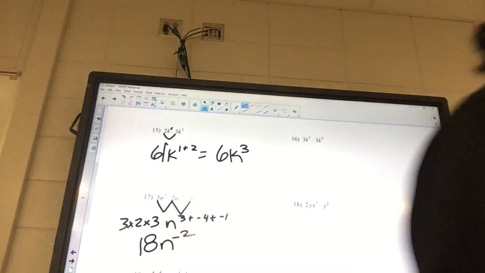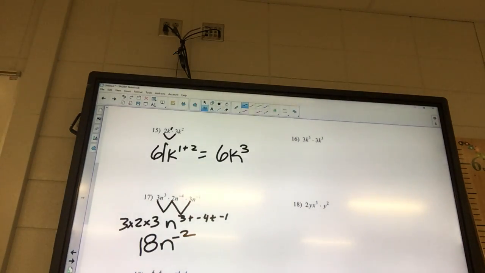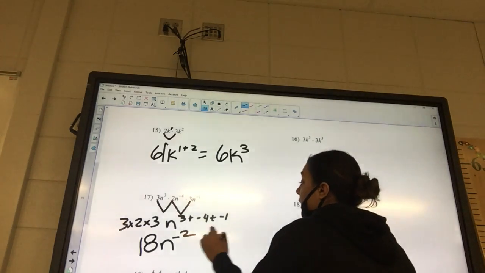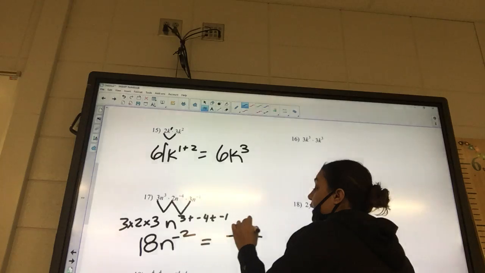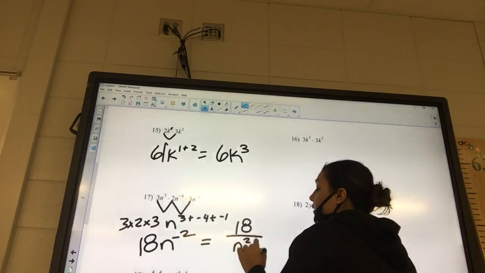Okay, and are we finished? Why not? Yeah, we got that negative, so we need to move it. So you're gonna have 18, and n to the 2 needs to go on the bottom.